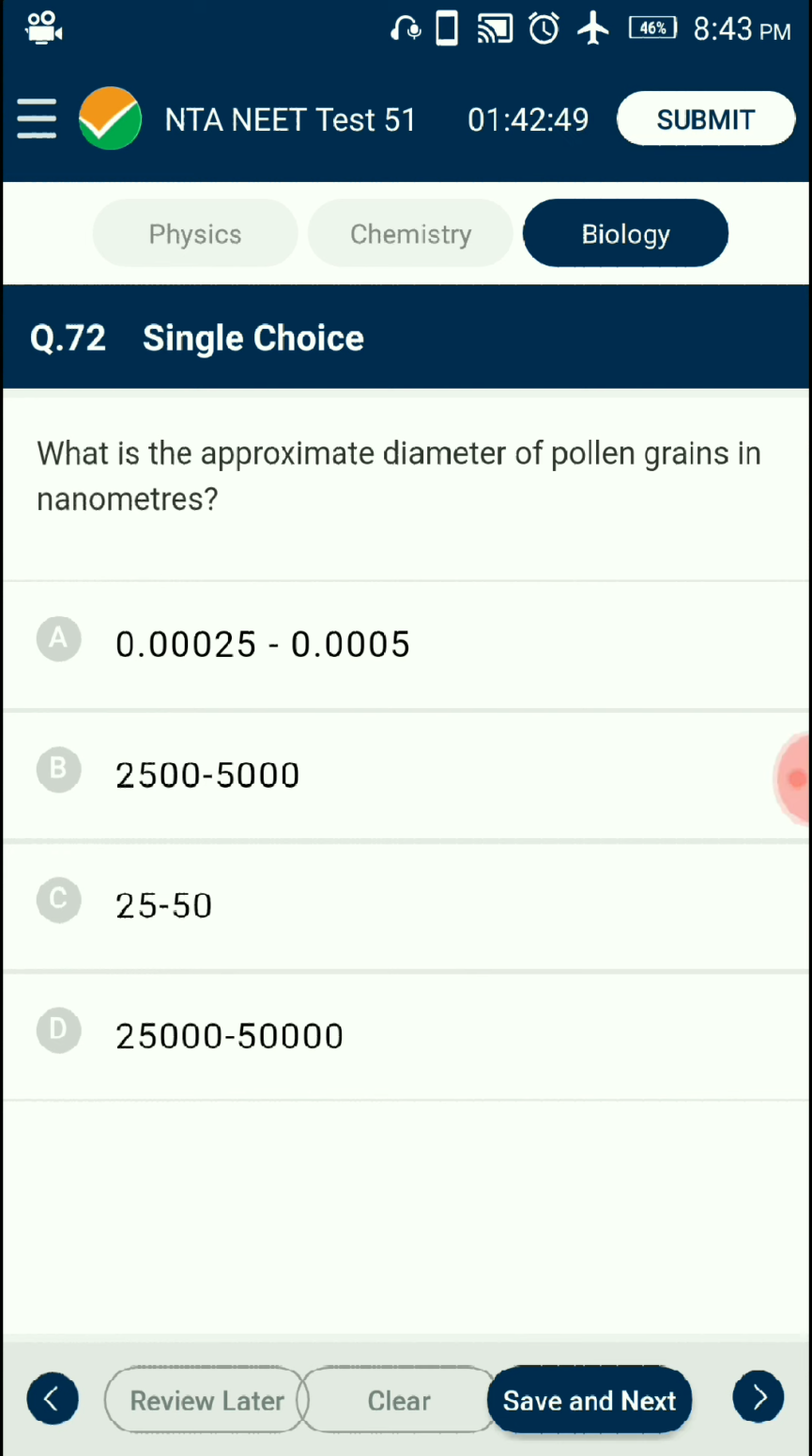The average diameter for a typical angiosperm pollen grain is about 25 to 50 micrometers. That is 25,000 to 50,000 nanometers. So the answer is option D, 25,000 to 50,000 nanometers.